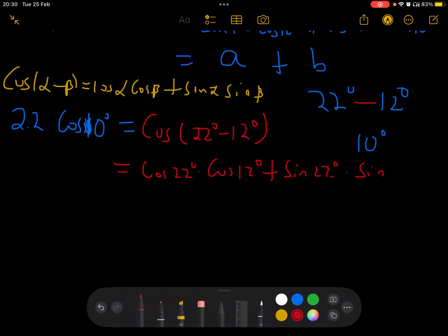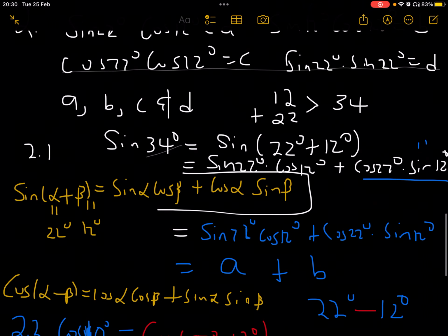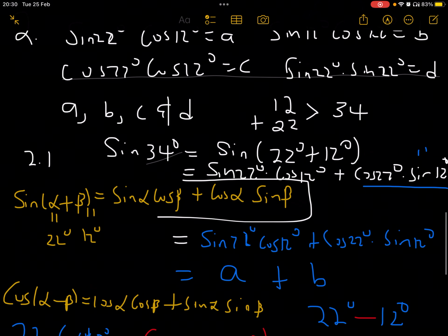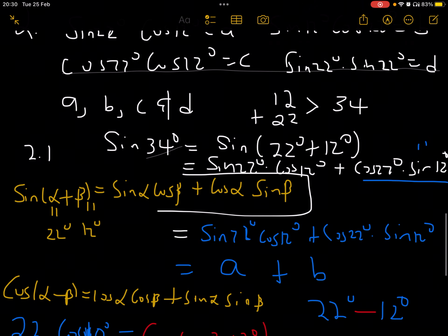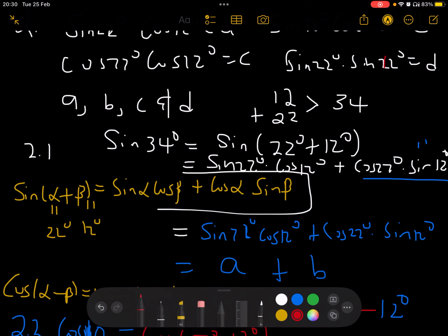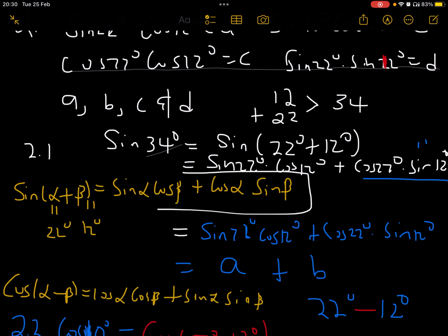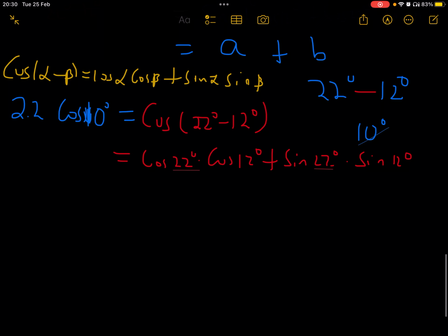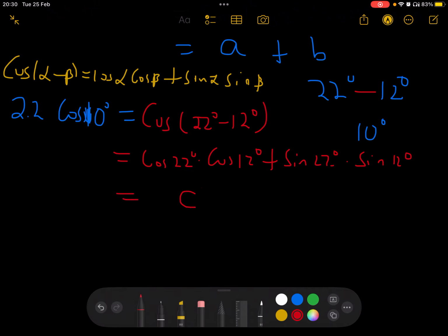times sine 12. What were we given for A, B, C, and D? Sine 22 and sine 12, cos 22 and cos 12. I think I made a slight error there. This is 12 instead of 22 and 22. Right, so we're going to use C and D to express them. So this will be equal to C plus D.